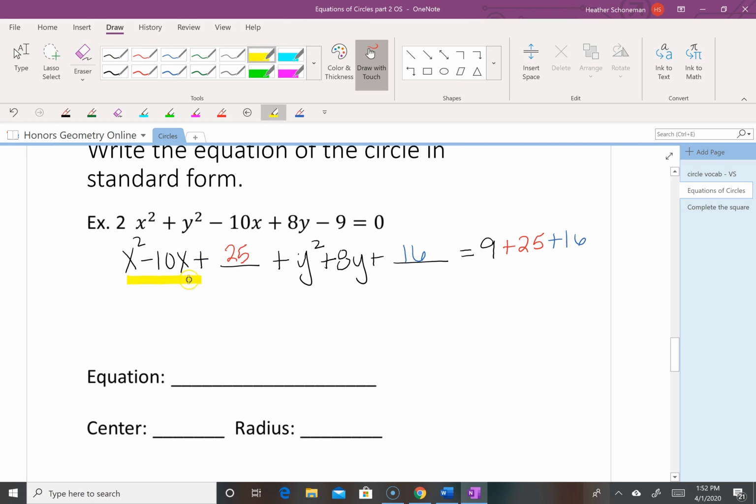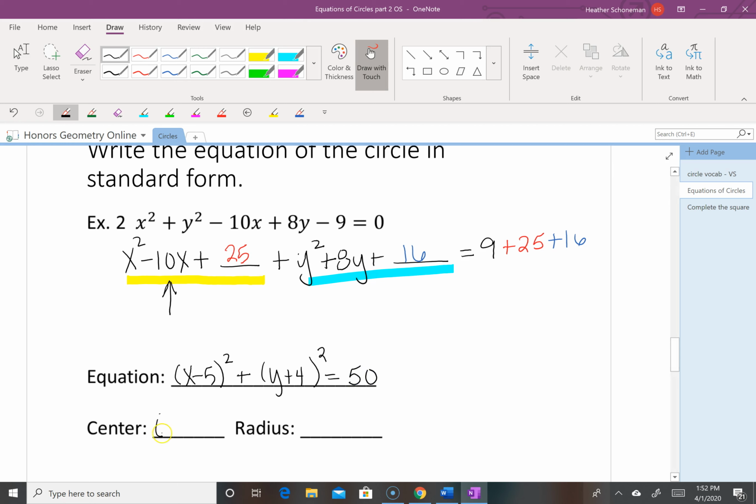So looking at this first trinomial right here, if I were to factor it, the two numbers that multiply to 25 and add to -10 would be -5 and -5. So I could write x minus 5 squared. But I do not have to think about factoring it. I can just simply look at this middle term right here and take half of it. Half of -10 is -5. Plus, on the other one, half of 8 is 4, so y plus 4 squared equals. And now on the other side, I have 9 plus 25 plus 16, which gives me 50.